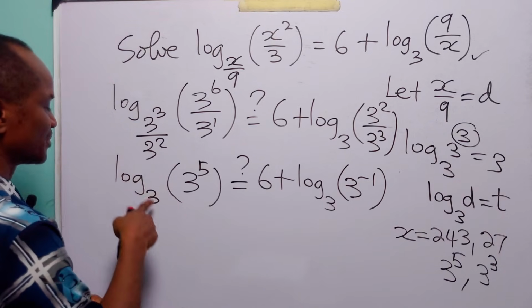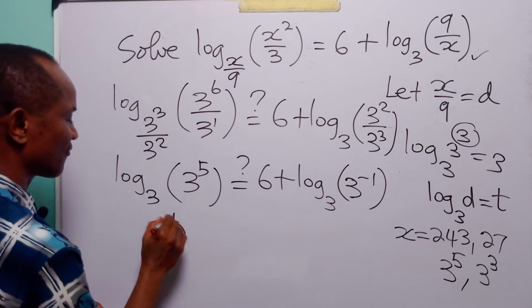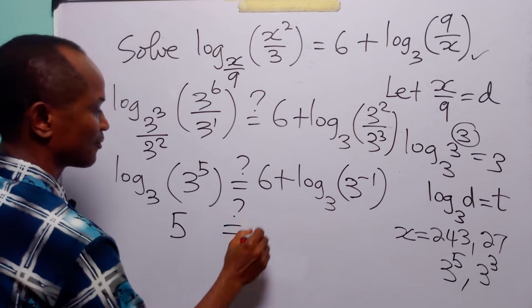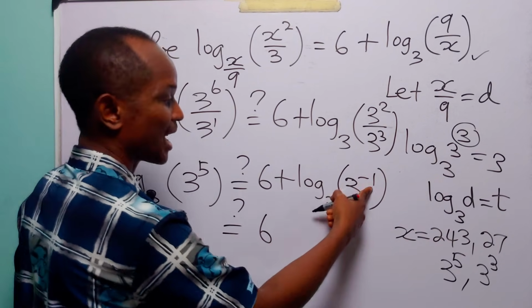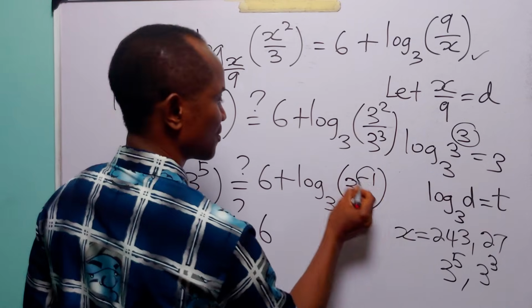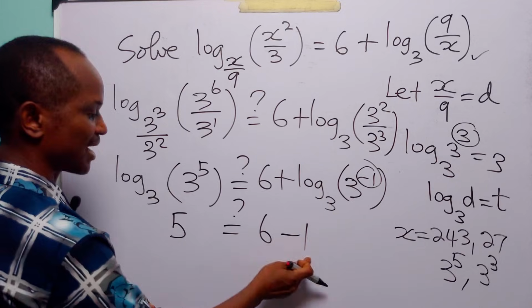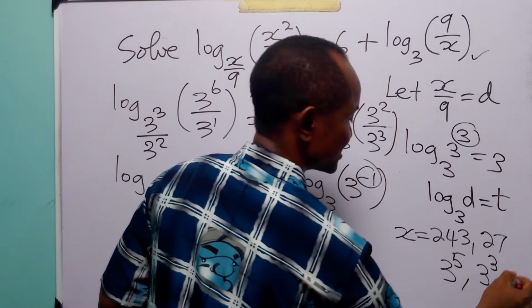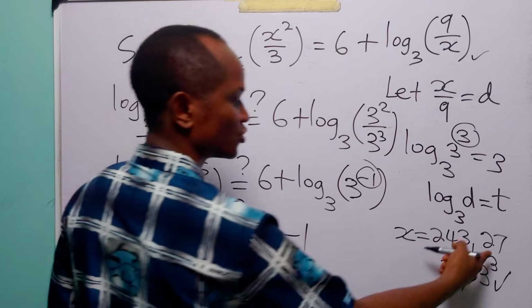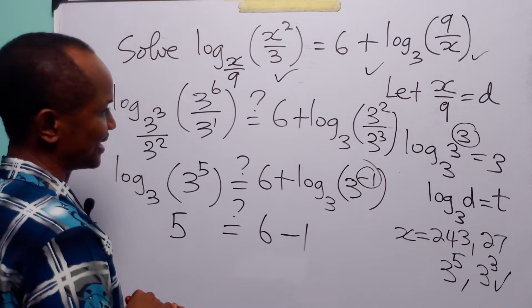Of course, you know that log to base 3 of 3 to the 5th power is equal to 5. Is this equal to 6? And you know that log to base 3 of 3 to the power minus 1 is equal to minus 1. So 6 minus 1. And of course, 6 minus 1 is equal to 5. So we have that when x is equal to 3 cubed or 27, the left-hand side is equal to the right-hand side.